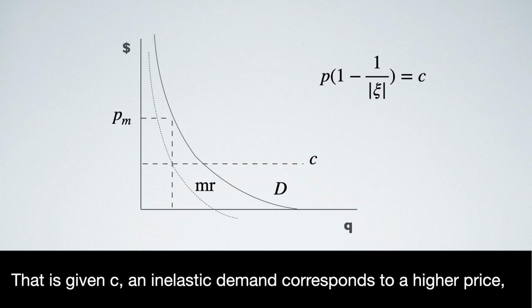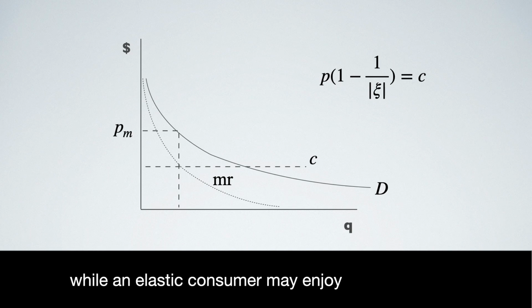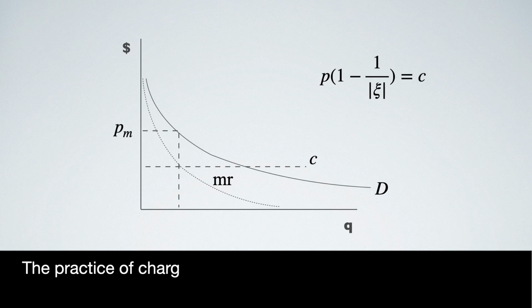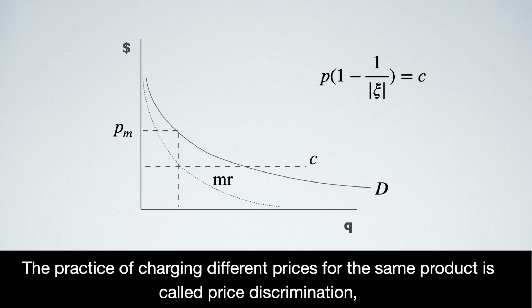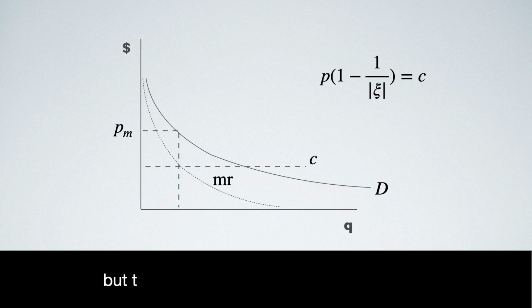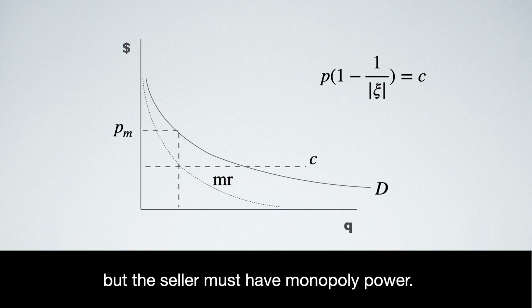That is, given C, an inelastic demand corresponds to a higher price, while an elastic consumer may enjoy a lower price. The practice of charging different prices for the same product is called price discrimination, but the seller must have monopoly power.